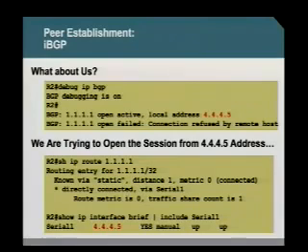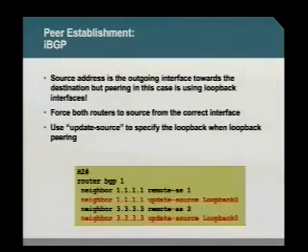How do we get to 1.1.1.1? It's known via static route through the serial interface serial 1. Okay. Source address in the BGP session is the outgoing interface towards the destination. Okay. So that's what's happening.